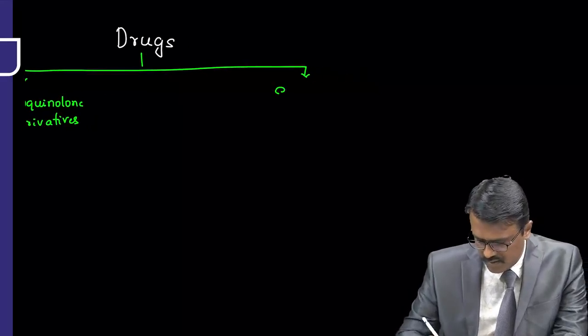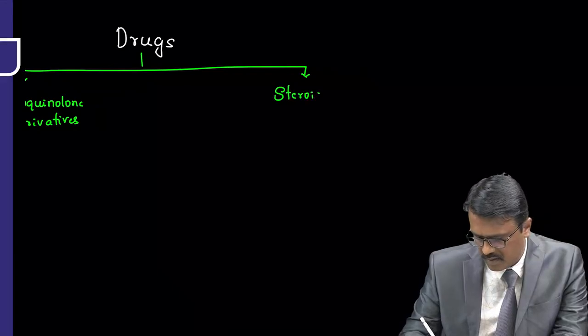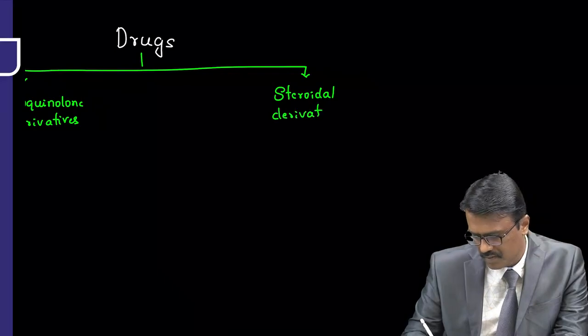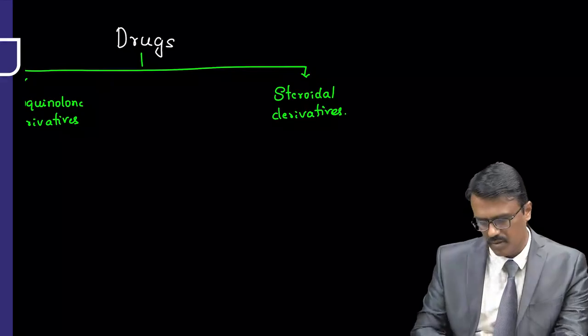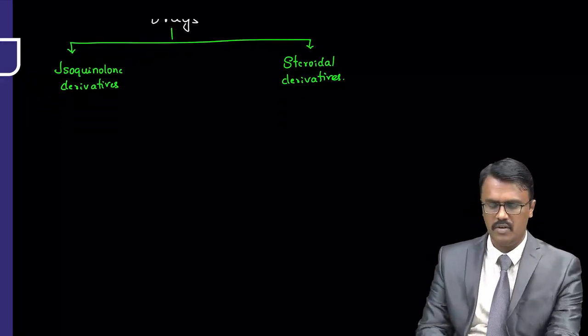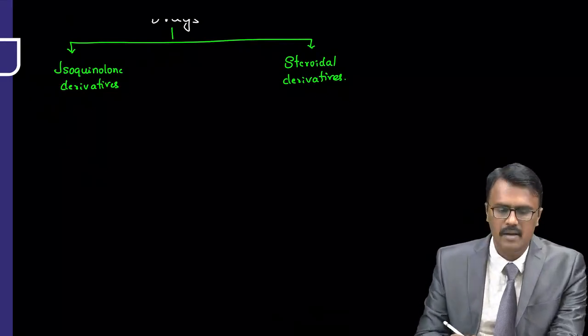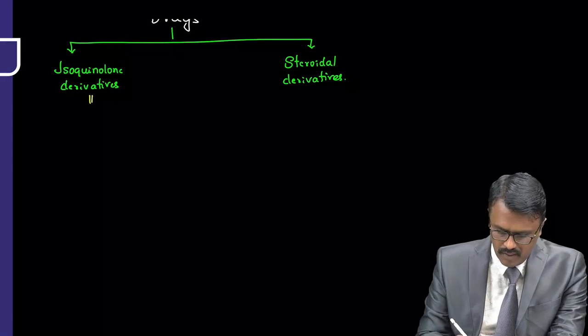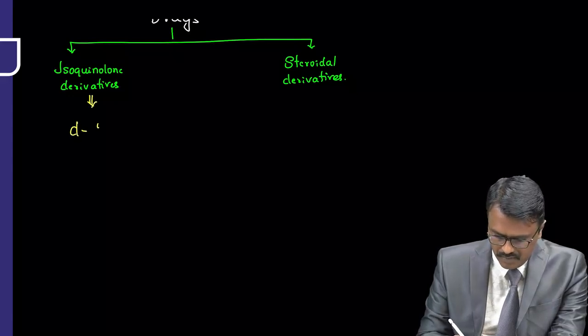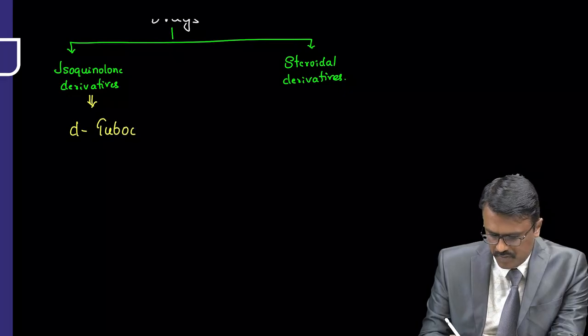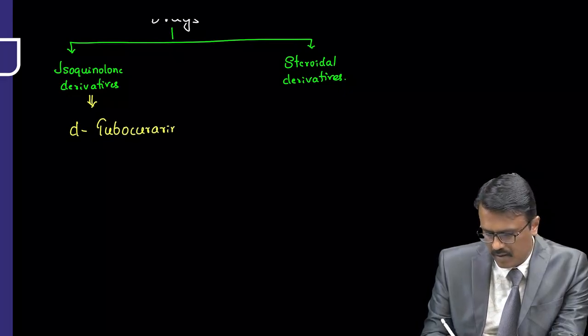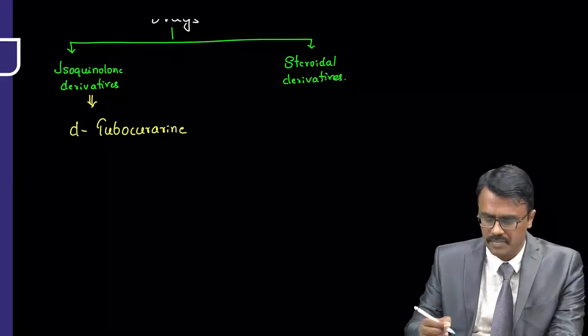And one more is the steroidal derivatives. So we have two important aspects here, isoquinone derivatives and steroid derivatives. So what's the difference here? Now isoquinone derivative, we have a drug by the name D-tuberculin. The name is D-tuberculin.